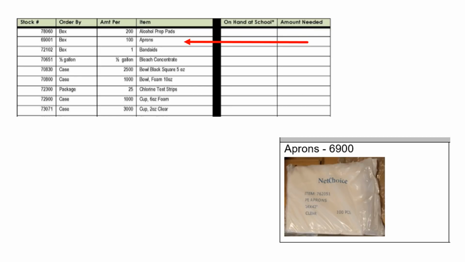Aprons are to be worn over your uniform. They provide a barrier between your clothes and food items. Your school should use around 2 to 4 aprons per day, depending on how many food service aides work at your school. There are 100 aprons in a bag, so one bag will last you a while.